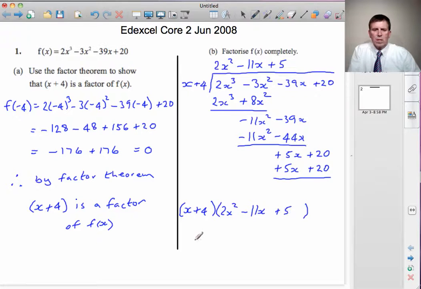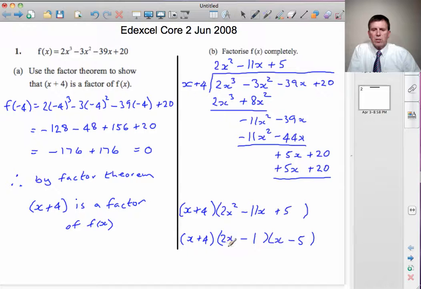So now all I need to do is factorize this quadratic expression in the right-hand bracket. So I want 2x in one bracket, x in the other, and I want two numbers that multiply to plus 5. Well, since I've got a negative amount of x here, they're going to have to be minus 1 and minus 5. And I want 2 times this one plus 1 times this one to add up to minus 11. So the minus 5 will need to go in this bracket and the minus 1 in this bracket.